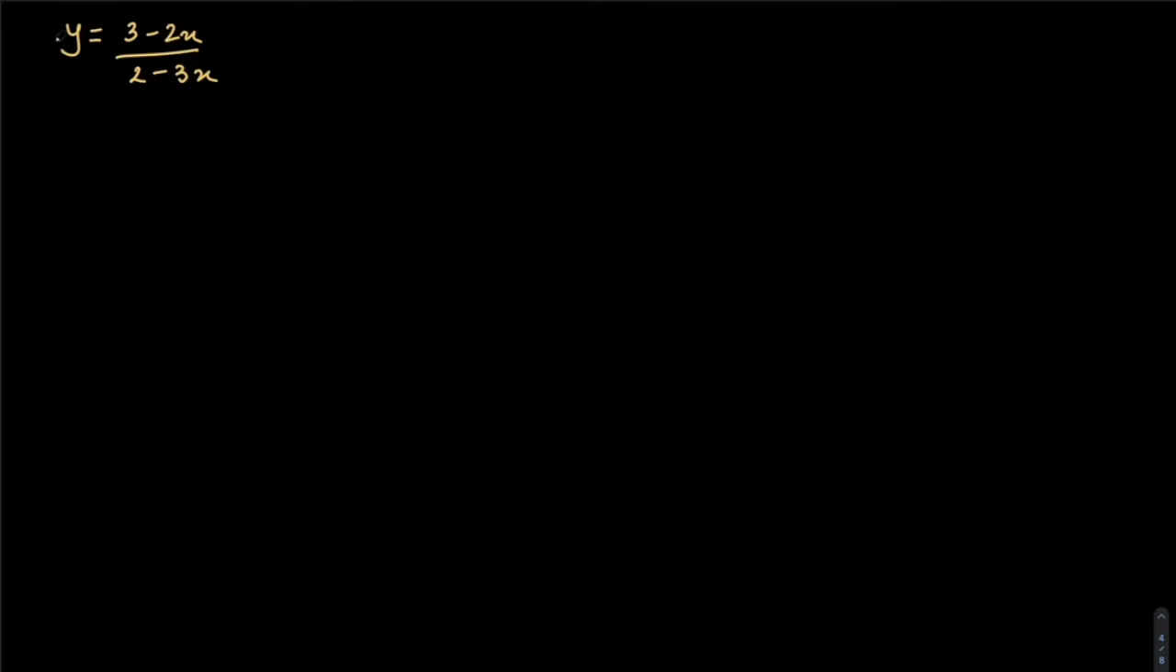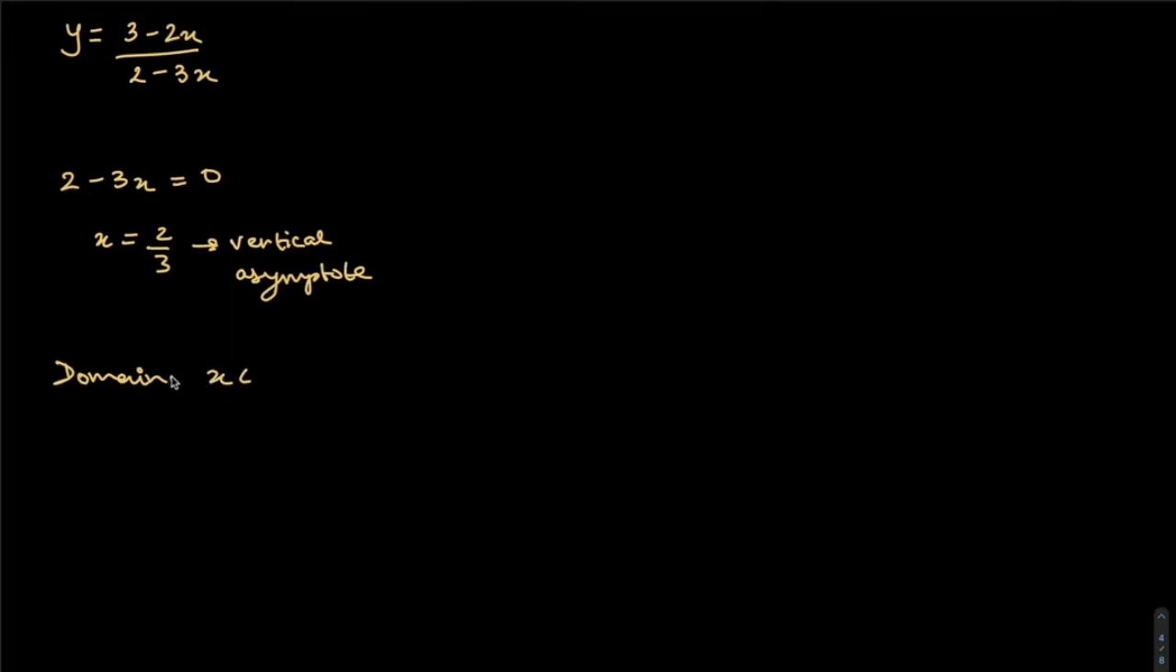Final part is y is equal to 3 minus 2x upon 2 minus 3x. All right, let's start with the domain. So the domain excludes where the denominator is equal to 0. So 2 minus 3x is 0, so x is equal to 2 by 3. So that's our vertical asymptote, right? So our domain becomes x belongs to all real numbers, and x does not equal 2 by 3, right?